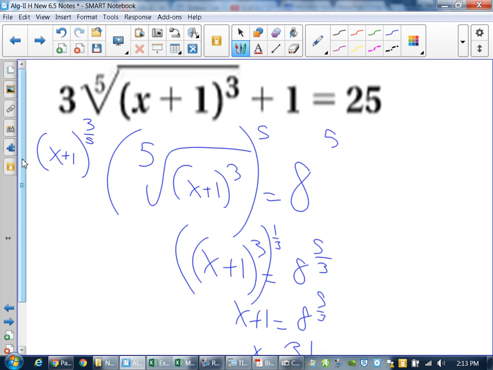Yes, ma'am. Alright, so if you take 8 to the 5th, couldn't you just get the answer for that and then go to the x plus 1 to the 3rd and you just take the cube root? Yeah, cube root.